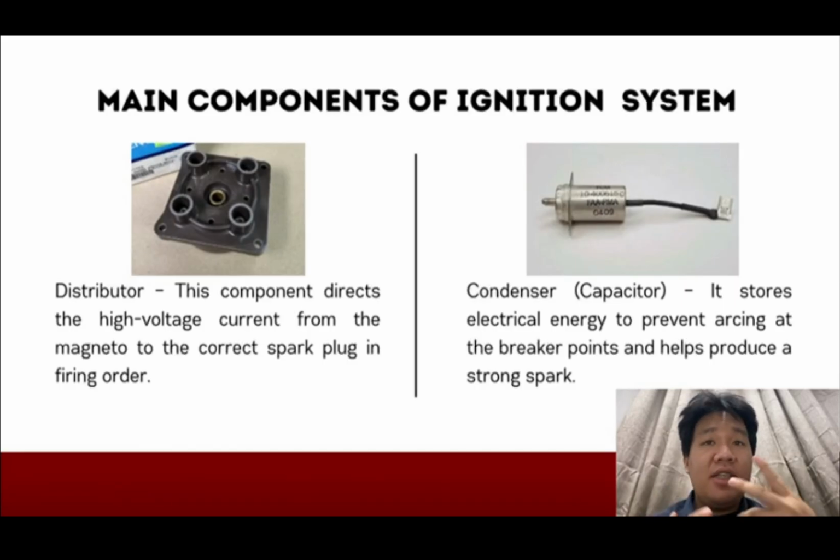The condenser, also called a capacitor, is a small electrical part connected to the distributor, and its job is to prevent sparking or arcing at the contact points and to help store and release the electricity quickly. It makes the ignition system work more efficiently and keeps the points from wearing out too fast. So the distributor sends the spark to the right spark plug at the right time, while the condenser, or capacitor, helps control the electrical flow and protects the system from any damage.